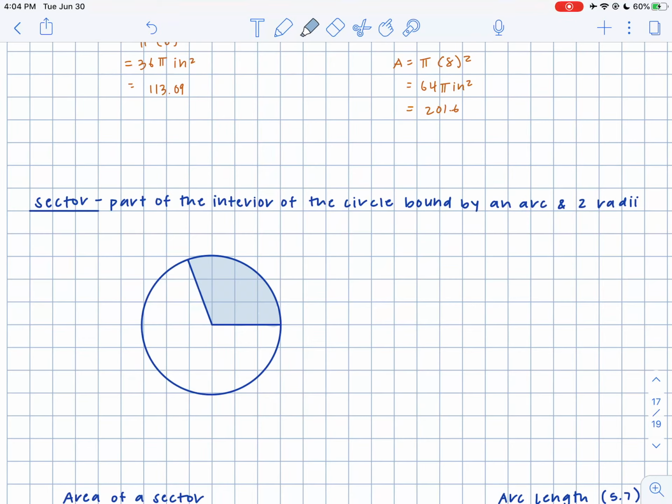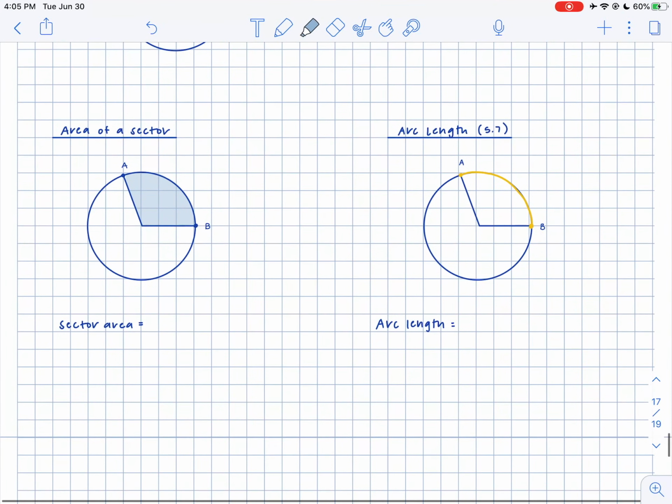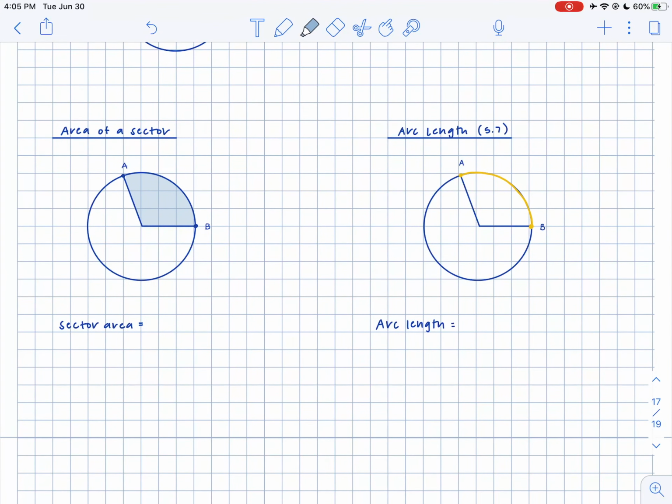Okay, so the sector is a part of the interior of the circle. It's bound by an arc and 2 radii, and it's a fraction of the area of the circle. This should remind you of what we talked about in 5.7, where we talked about arc length, circumference, and how the arc was only a part of the circumference. What we did in 5.7 is very similar to calculating the area of a sector. So I put it here side by side so we can see the similarities. Because we already know how to find arc length, and now we're trying to learn how to find the area of a sector. So let's go ahead and do that.